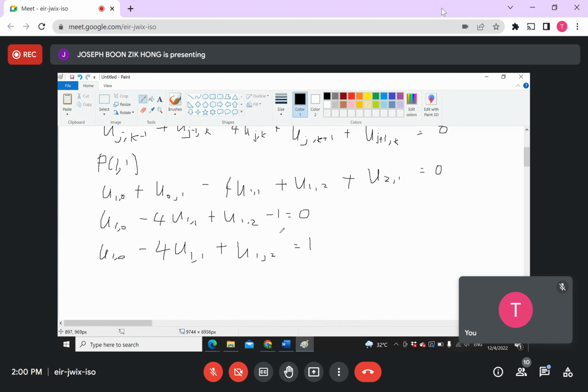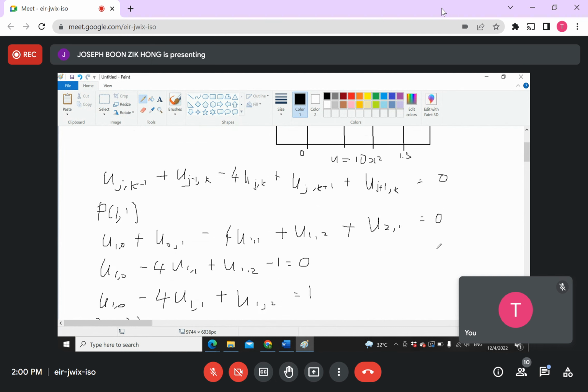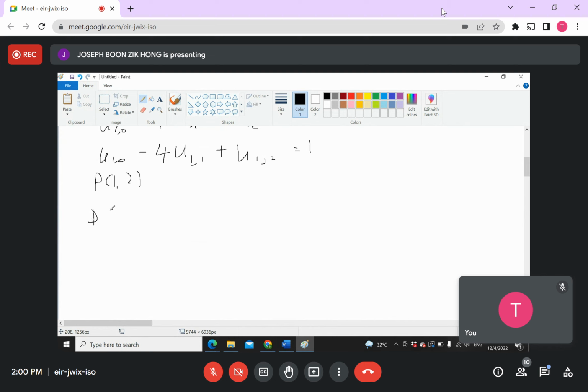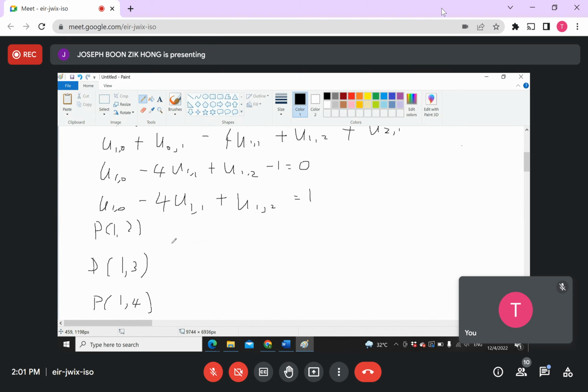Then how about P12? Okay, P12. So basically it's the same thing. Equal to 0, and then you plug in everything. Then after that, you do the same for P13 and P14. After you have done all this, you will have 4 equations: first equation, second equation, third equation, and fourth equation.